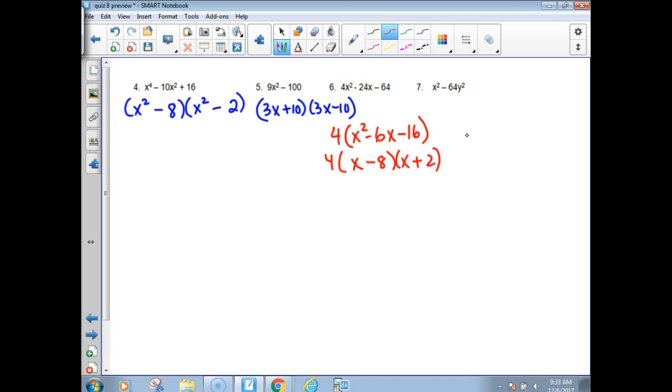Okay, on 7, that is also a difference of perfect squares. Don't let it bother you that there's a variable at the end. That's going to be x plus 8y times x minus 8y.